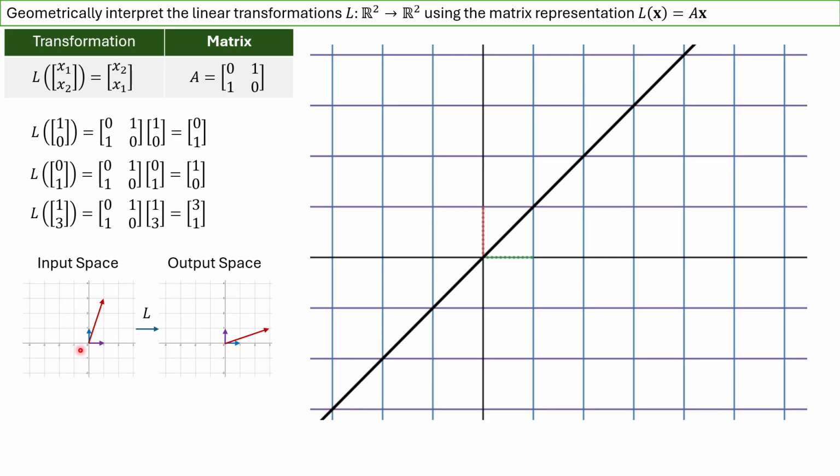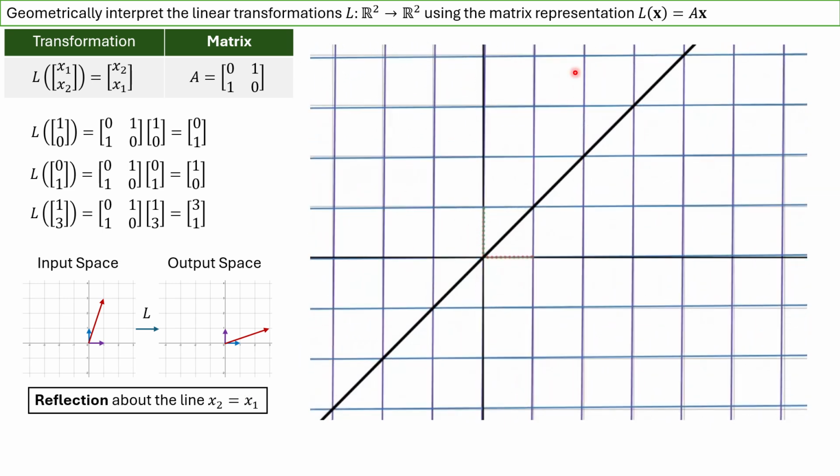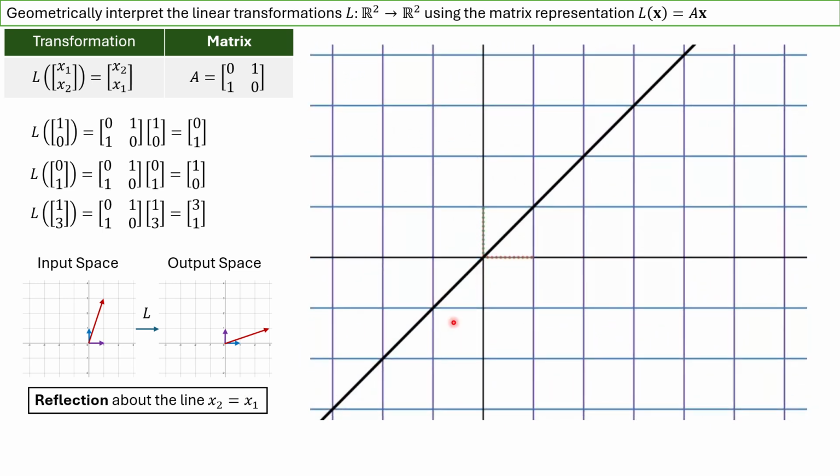The purple vector that was pointing right is now pointing up. The blue vector that was pointing up is now pointing right. We'll call this a reflection. Specifically, this is a reflection about the diagonal line where x1 equals x2. Every point on one side of the line is mapped to its twin on the other side. So watching the animation, you can see the entire plane flip over this black diagonal like a pancake. Points exactly on the line don't move at all because their coordinates are already equal.